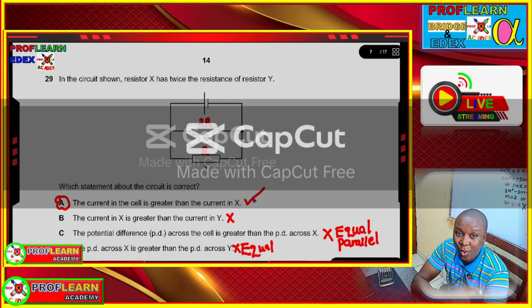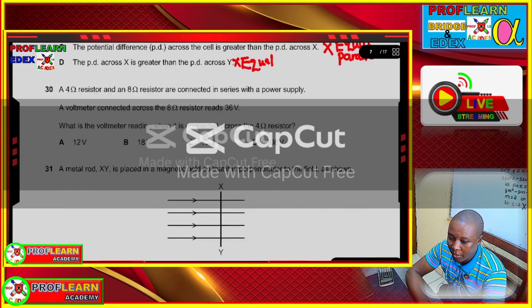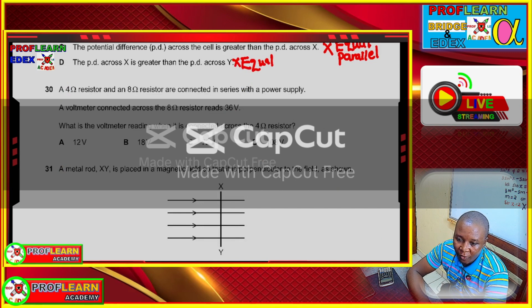You remember this one hour before the exam. So we need also to look at this. We're told that we have a 4 ohm resistor and an 8 ohm resistor connected in series to the power supply. A voltmeter connected across the 8 ohm resistor reads 36 volts.